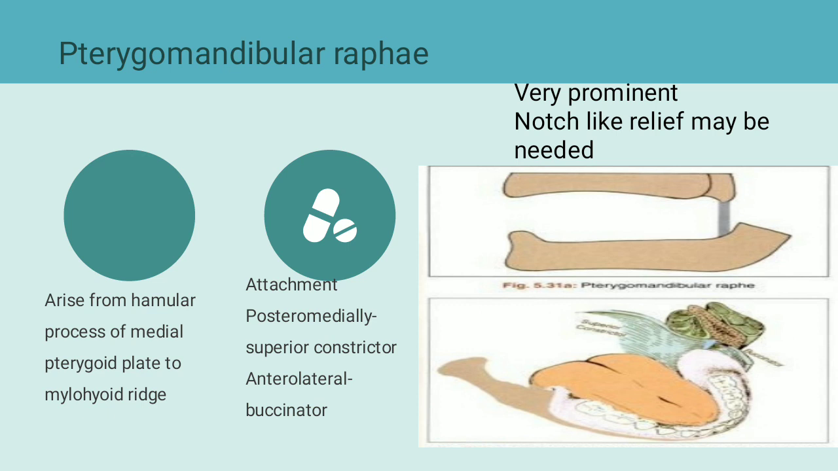Next, we go into the pterygomandibular raphe. This is the pterygomandibular raphe. It arises from the annular process of the medial pterygoid plate of the maxilla to the mylohyoid ridge of the mandible. Concerned between the two, maxilla and mandible, it arises from the annular process of the medial pterygoid plate to the retromolar mylohyoid ridge area. Its attachments are posteromedially into the superior constrictor, and anterolaterally into the buccinator. A very prominent, notch-like relief must be provided while taking the impression so that the mechanism will be free.